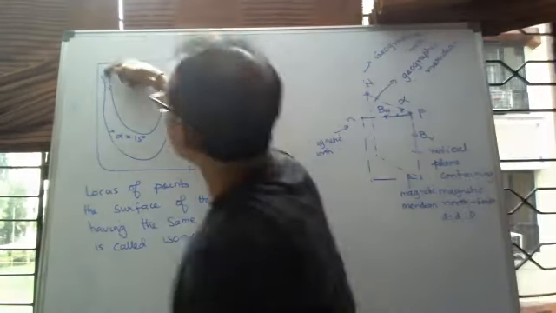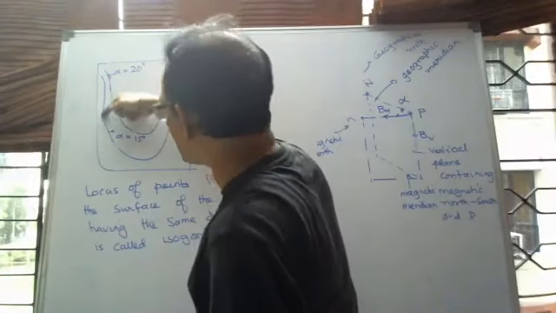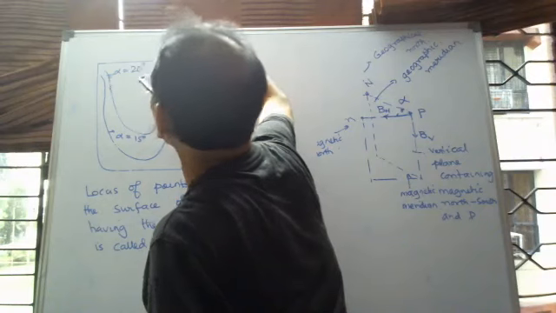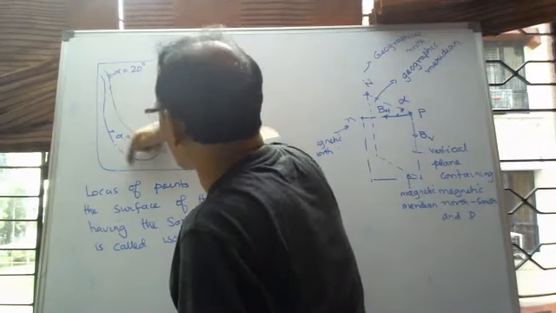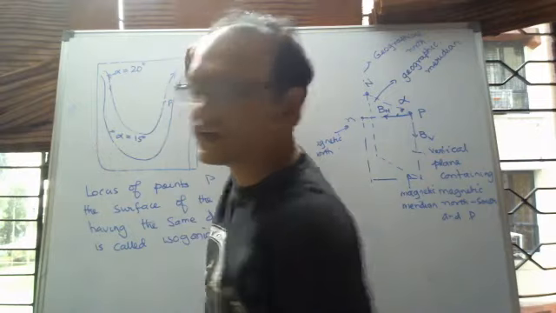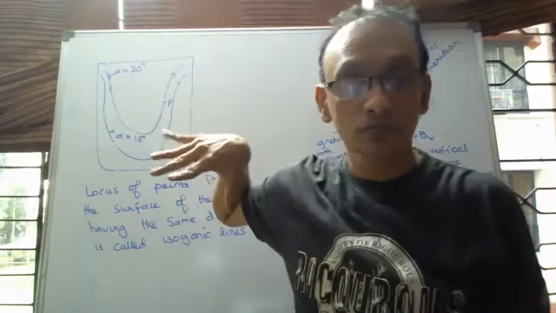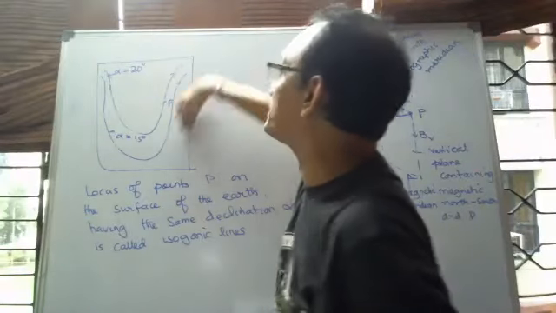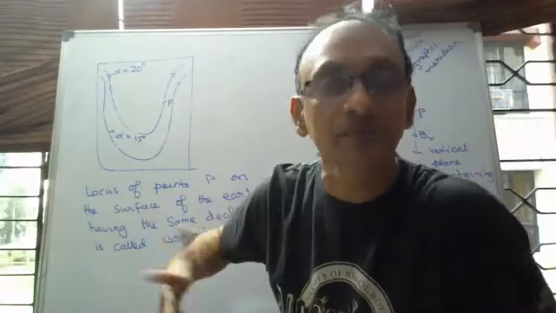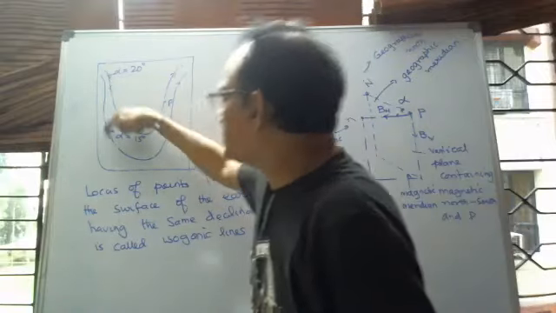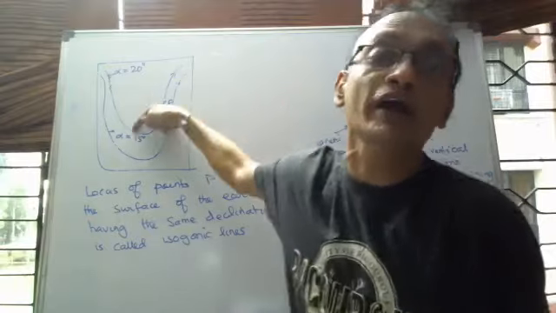And these lines are isogonic lines, different points on the surface of the earth, set of points with alpha equal to 20 degrees. This is the set of points with alpha equal to 15 degrees. There can be a set of points with alpha equal to 5 degrees and so on and so forth. Right? These are called isogonic lines, lines of same alpha. These are called curves, but we say lines. These are lines of constant alpha, same alpha, and they are called isogonic lines.